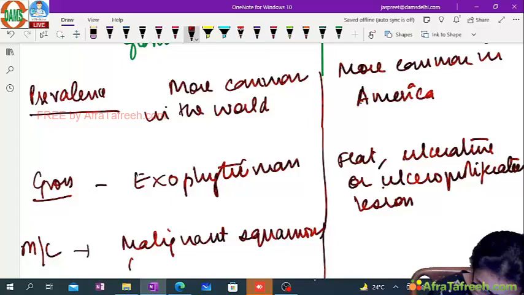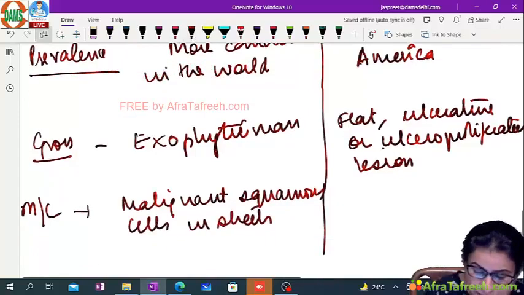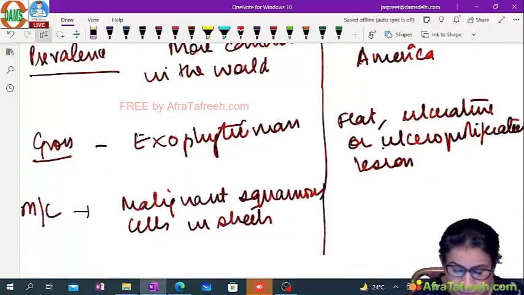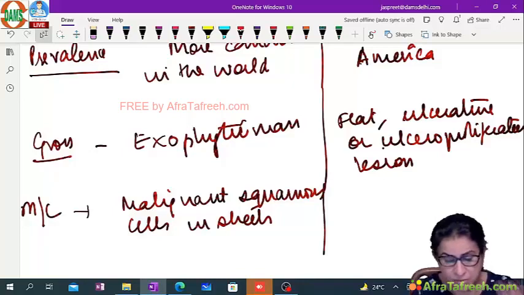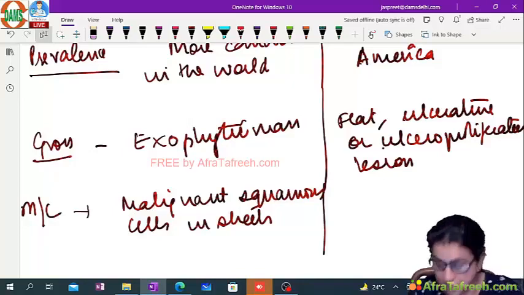You'll see malignant squamous cells in sheets. They will be present in sheets. And yes, Sridevi, adenocarcinoma is the most common cancer, more common in the US. America is US, so in America, adeno is more common.